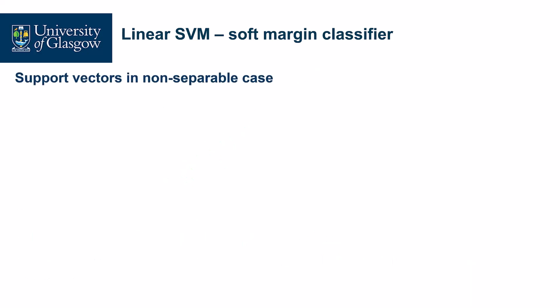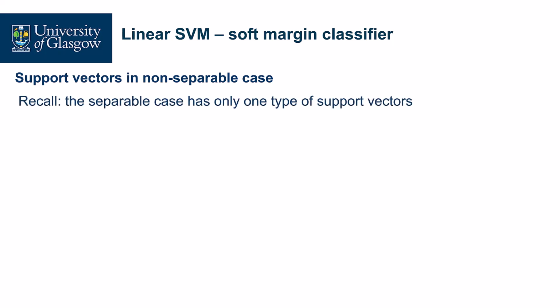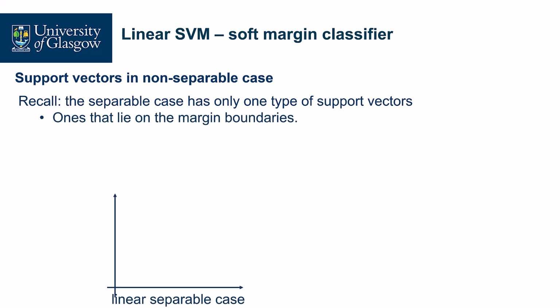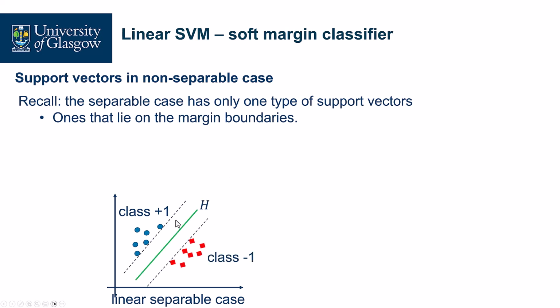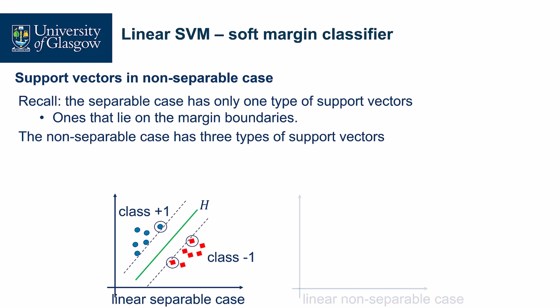First, we need to understand that the support vectors in this non-separable case are different from the separable case. If we consider the linearly separable case, we can recall that there's only one type of support vector, and they are those that lie on the margin boundaries. If we see this figure, we have class positive 1, class negative 1, and this is a hyperplane, and we have two margins. So where are the support vectors? These are those that lie on the margin boundaries, right? But in soft margin, this is different. We have three types of support vectors.